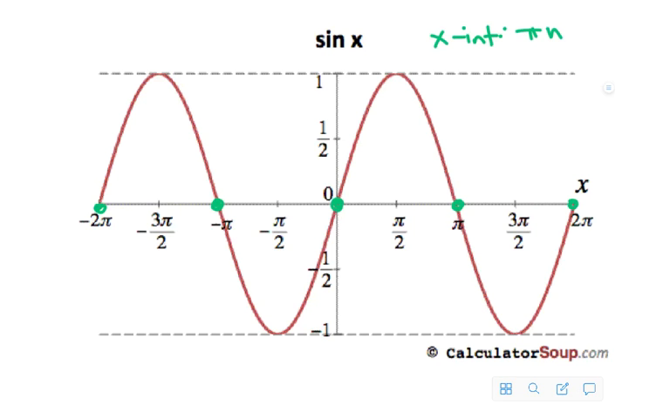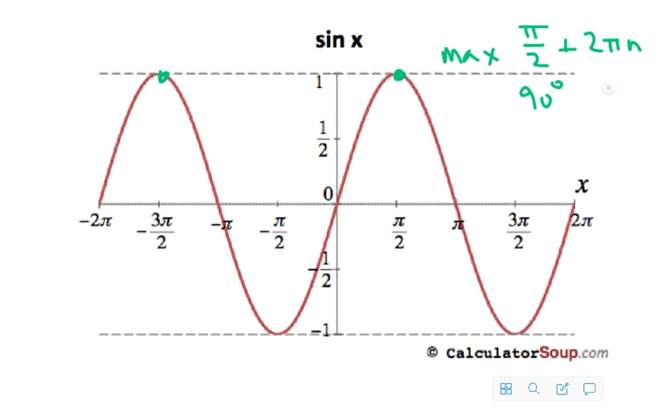The y-intercept of this graph is 0. I want you to notice where the maximums occur. So here's a maximum, here's a maximum. The maximums seem to happen at some sort of pi over 2. So what we say is that the maximum, the first place it hits, is pi over 2, and then it doesn't hit again until 1 period away. We call that 2 pi n. This is the same as saying 90 degrees plus 360 degrees n.